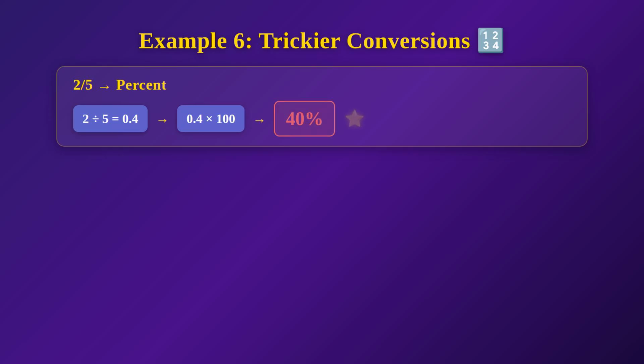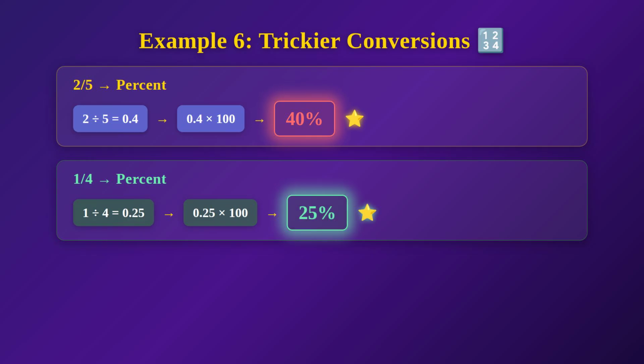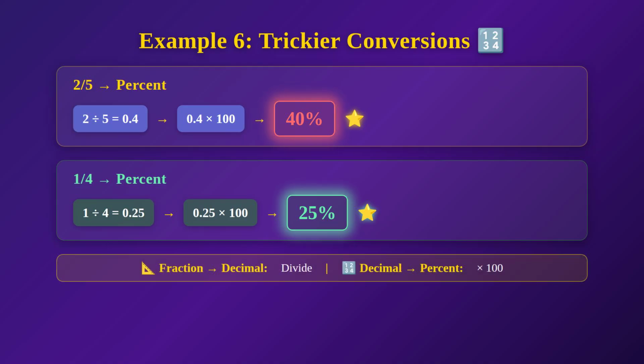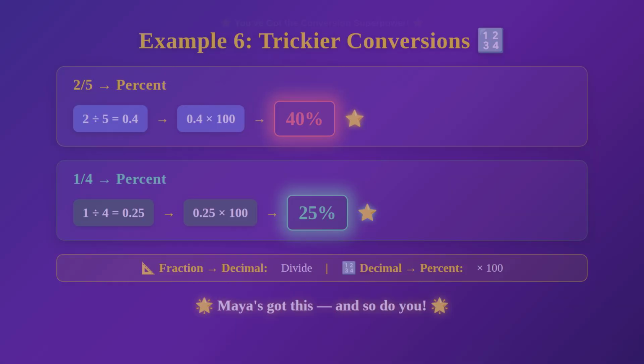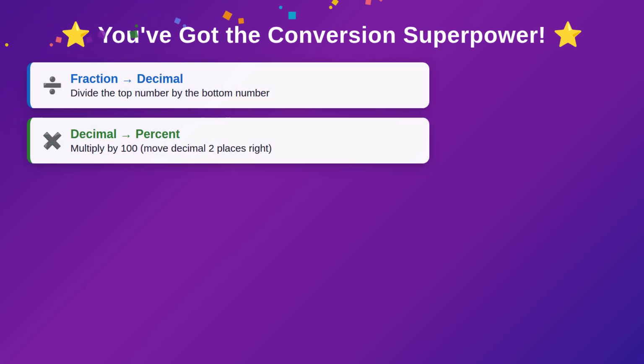One more challenge before we wrap up. Convert 2/5 to a percent. Step 1. 2 divided by 5 equals 0.4. Step 2. 0.4 times 100 equals 40%. So 2/5 is 40%. Now try 1/4 as a percent. 1 divided by 4 equals 0.25. Then 0.25 times 100 equals 25%. So 1/4 equals 25%. These feel trickier, but the steps are exactly the same. Fraction to decimal, divide. Decimal to percent, multiply by 100. Maya's got this, and so do you.